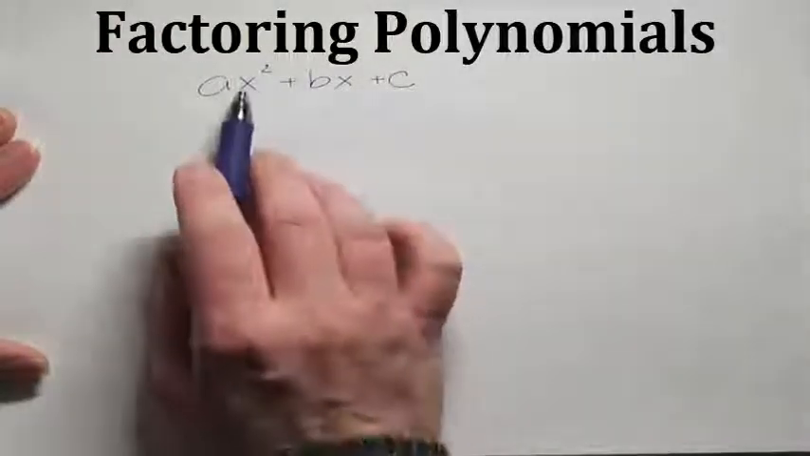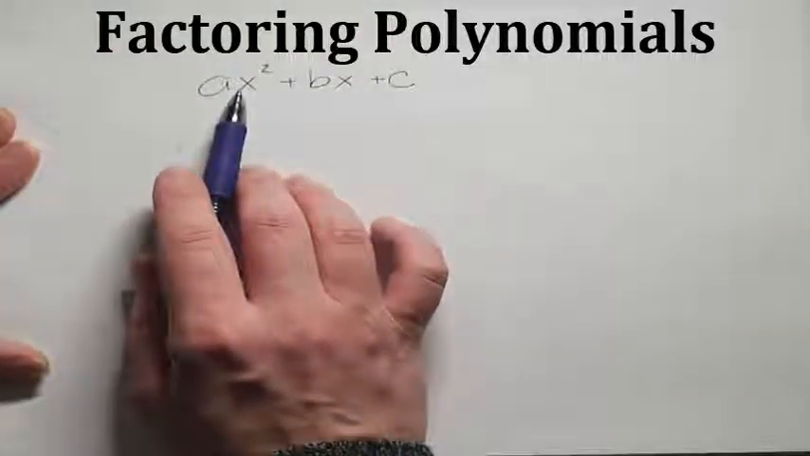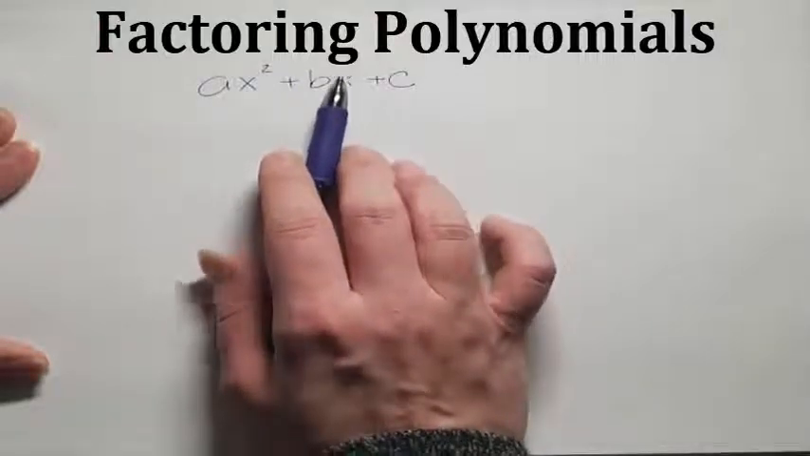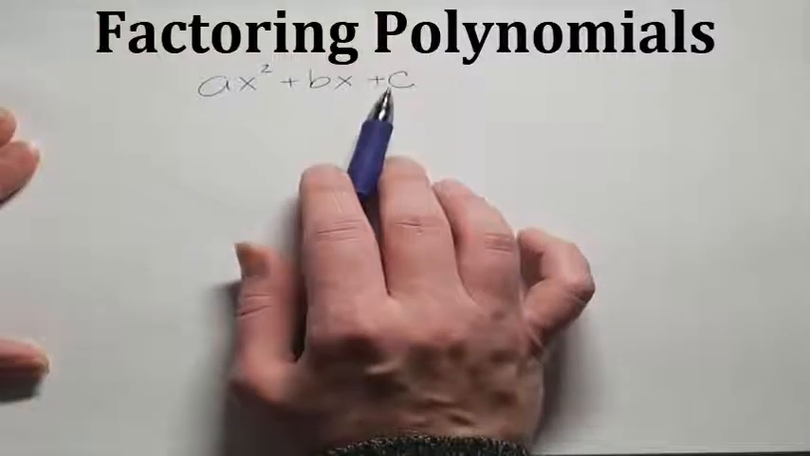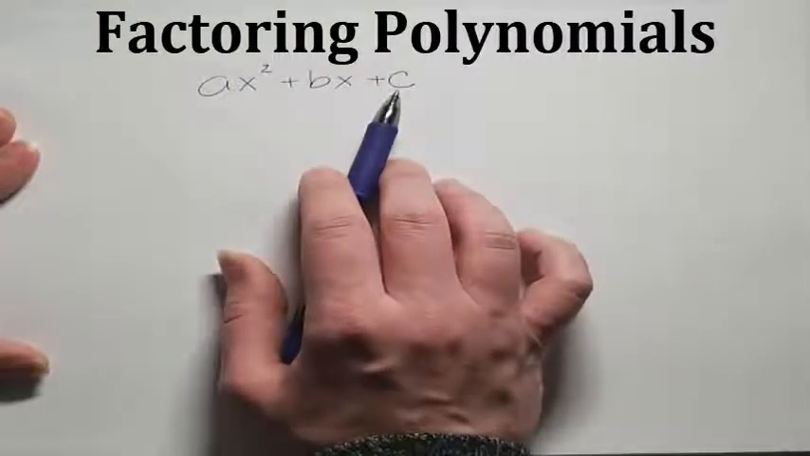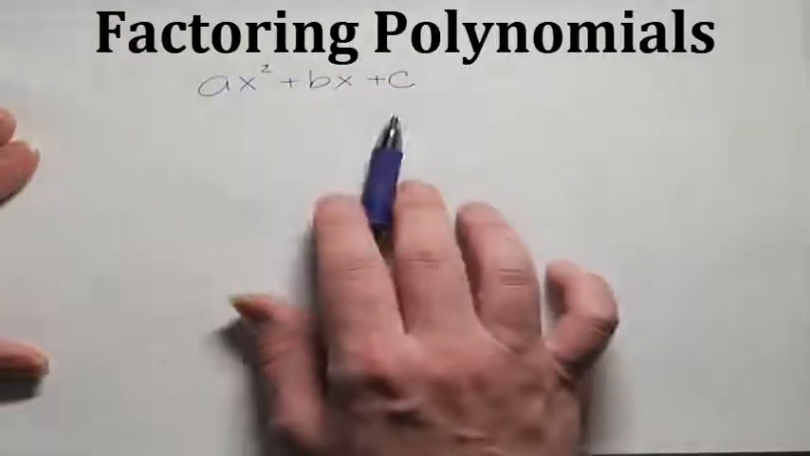Trinomials are polynomials with 3 terms, and our first term is always an x squared term. A is the coefficient of x squared. The second term is always the x term, where b is the coefficient of x. And we always have a third and final term that has no variable connected to it. It's just a plain old number. It's a constant. So this is our trinomial, and we're going to be factoring problems that look like this.